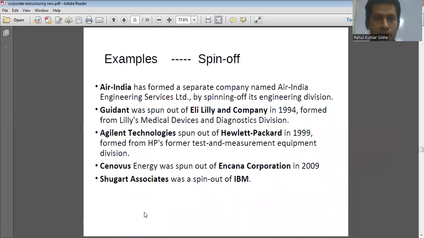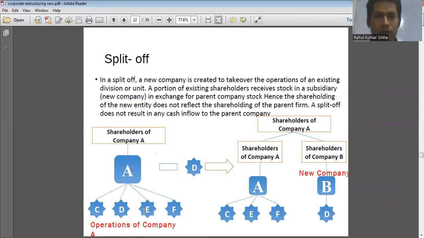And you see an example of a spin-off. Air India has formed a separate company named Air India Engineering Service Limited by spinning off its engineering division. So the Air India company has formed a new subsidiary company, which is Air India Engineering Service Limited. And split-off, what is split-off?